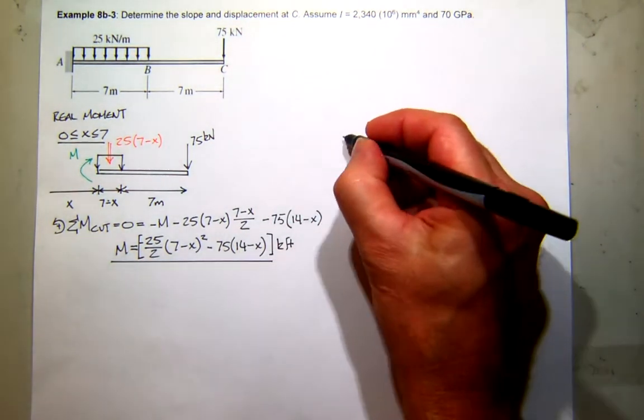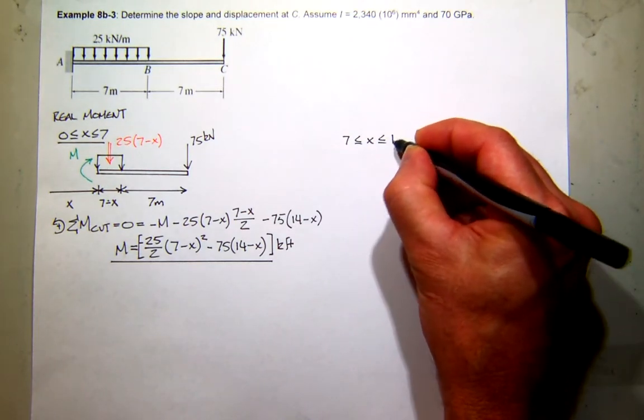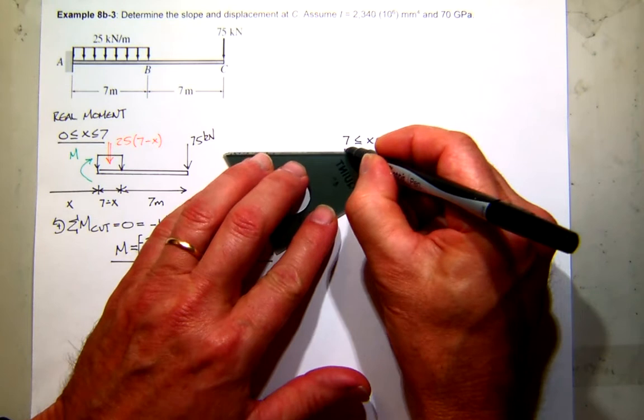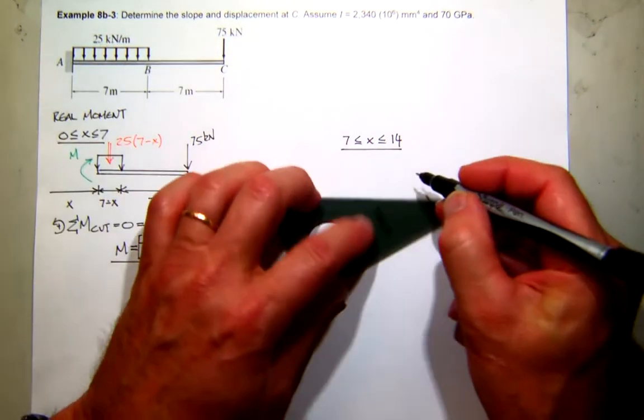Let's get the other one, though, that's from 7 to 14. We've talked about that. We're going to cut it and look at the right-hand side.